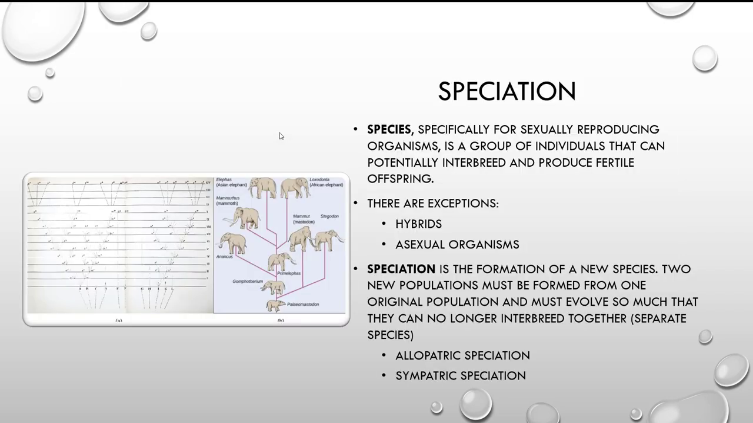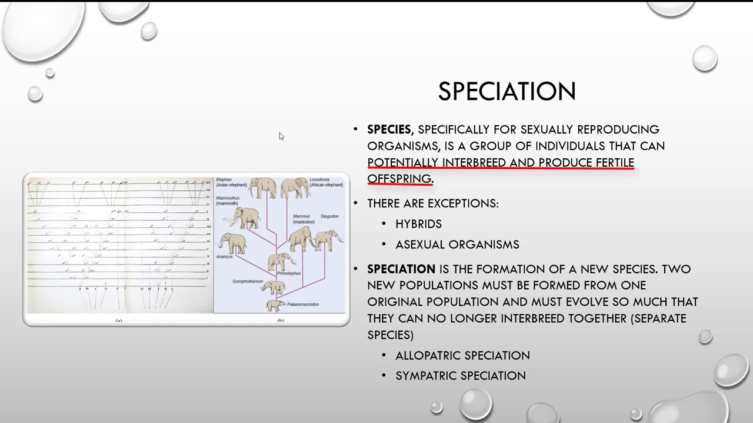Okay. So let's start out by defining what a species is. We talked a little bit about what a species is already, but here's the overall general definition. This definition does have some issues with it. It doesn't apply to all species, but it's what we're going to be working with. Specifically, we're going to be focusing on just sexually reproducing organisms. A species is a group of individuals that can potentially interbreed and produce fertile offspring.